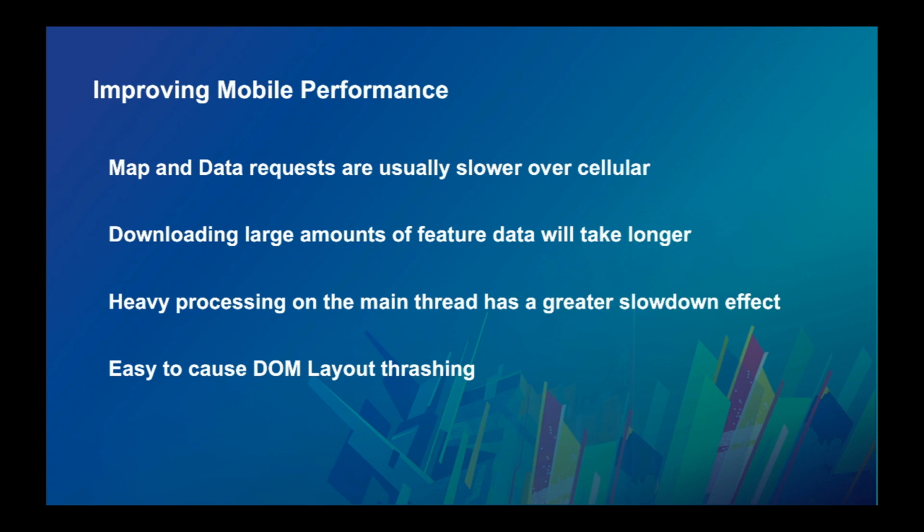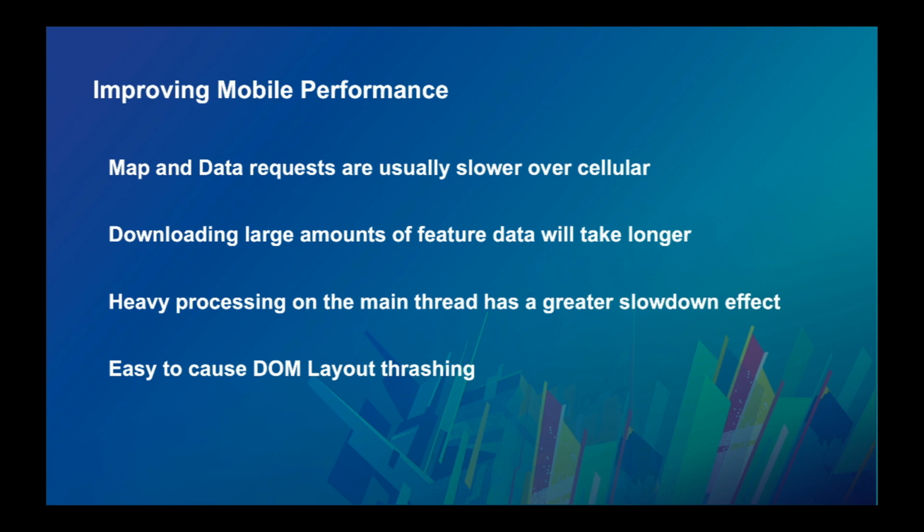So how do we improve mobile performance? We have some tips for you. Map and data requests are usually slower over cellular. Like I was just saying, cellular internet is nowhere near as reliable as your hardline that you have at work or your Wi-Fi connection for your laptop. So downloading large amounts of data is just going to take time over cellular internet. And there's ways that you can test this in Chrome. Chrome has the ability to actually throttle back the network connection, and I'll show you an example of that.